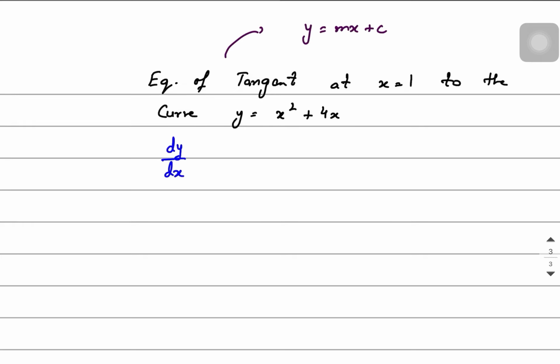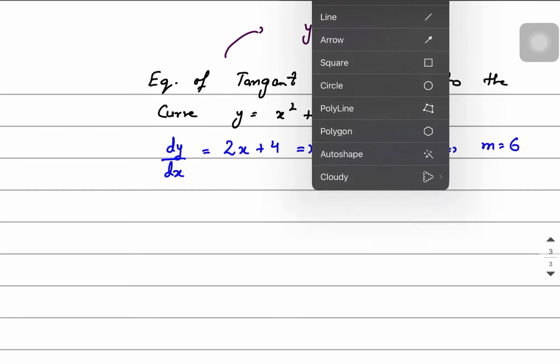So dy over dx. We need the gradient, right? So for the gradient, I would be using the differentiation. Power comes down, 1 subtract from the power. And how am I going to get the gradient? I will put x equals to 1. So this becomes 2 times 1 plus 4, and my gradient value is 6.